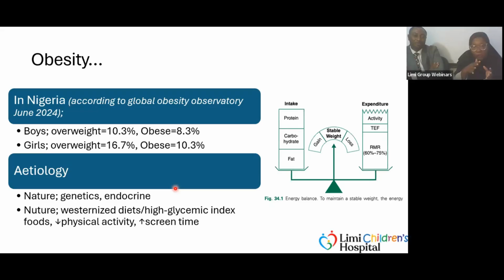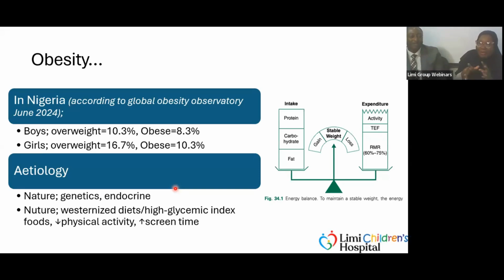Then we also have to talk about the nurture, that's the environment, which we talked about, the westernized diet. Yes, eating high glycemic index foods, then reduced activity, always in front of the TV, we don't play outside anymore, then increased screen time. Virtual reality. So we get all the excitement but sitting in one place.